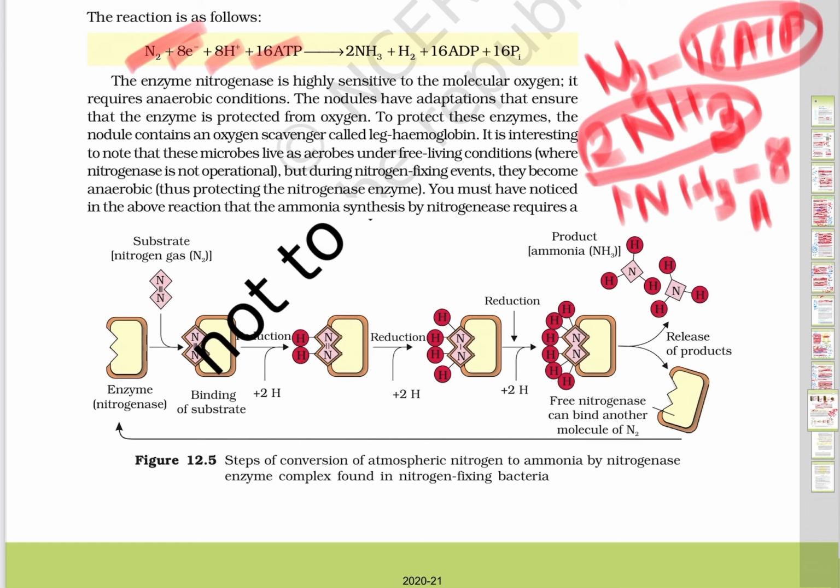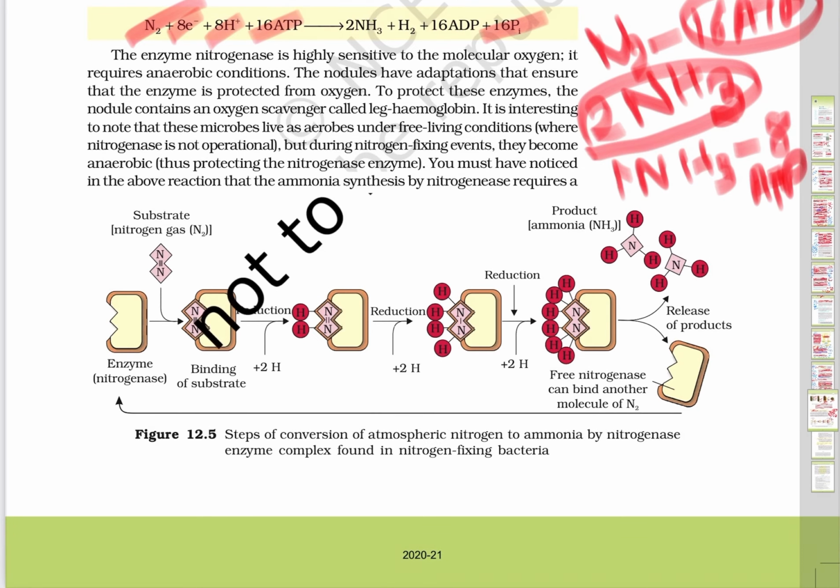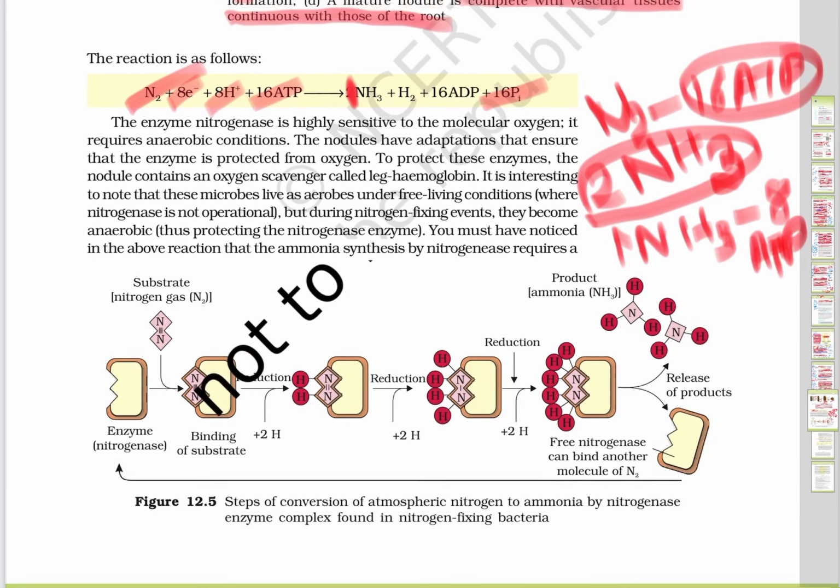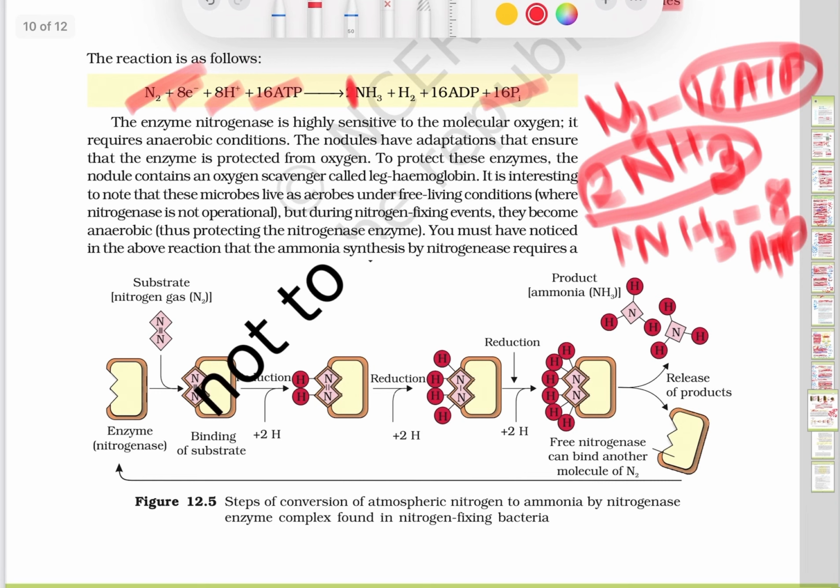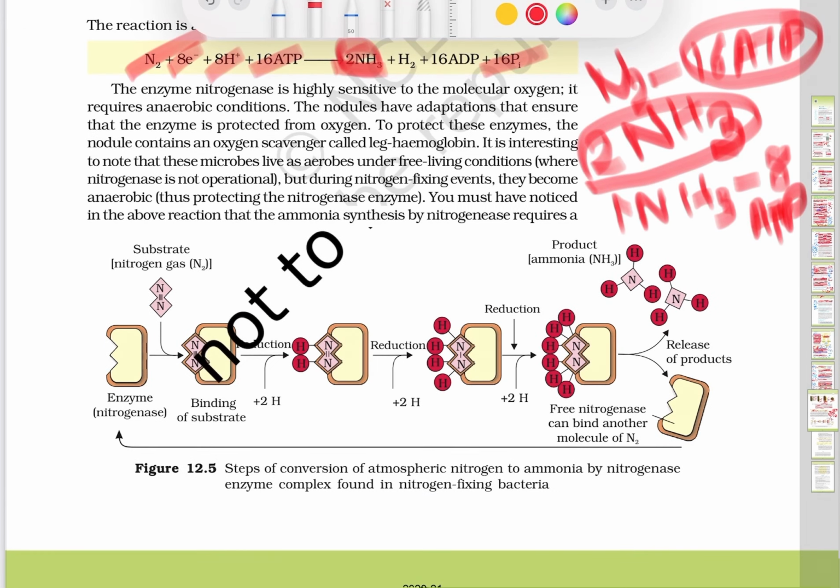The enzyme nitrogenase is highly sensitive to molecular oxygen. It requires anaerobic conditions. The nodule has adaptations that ensure the enzyme is protected from oxygen, like leghemoglobin that surrounds the nodule and blocks the path of oxygen to make the condition anaerobic. To protect the enzyme, the nodule contains an oxygen scavenger called leghemoglobin. It is interesting to note that the microbes live as aerobes under free living conditions, where nitrogenase is not operational, but during nitrogen fixation they become anaerobic to protect the nitrogenase enzyme.